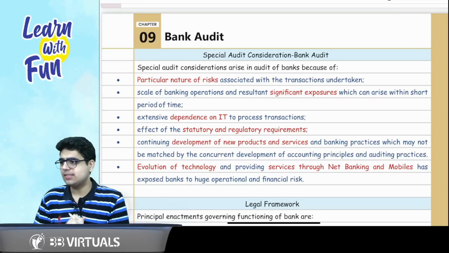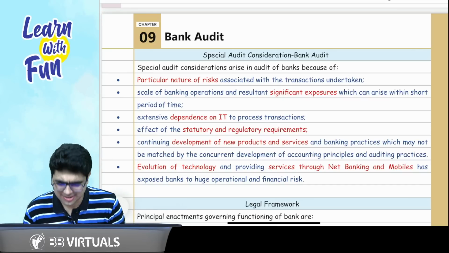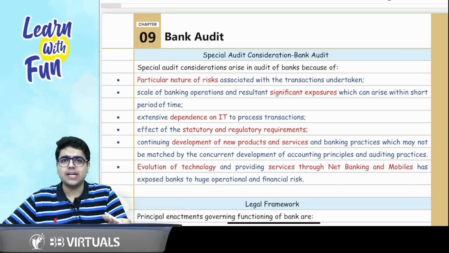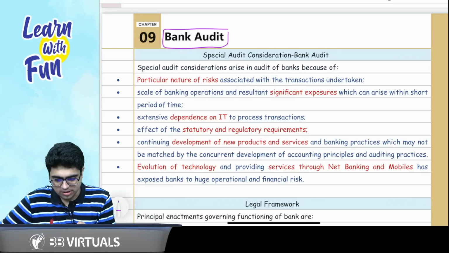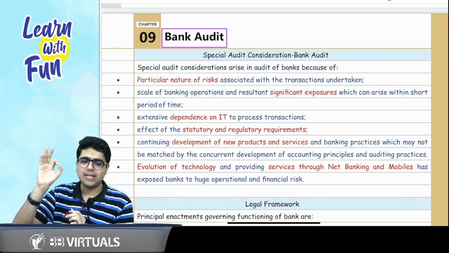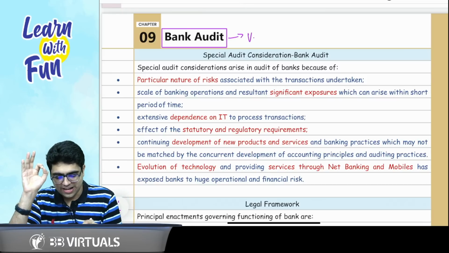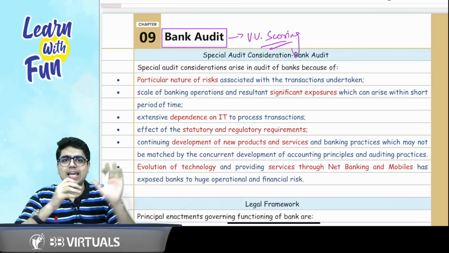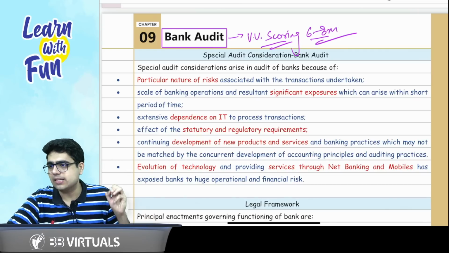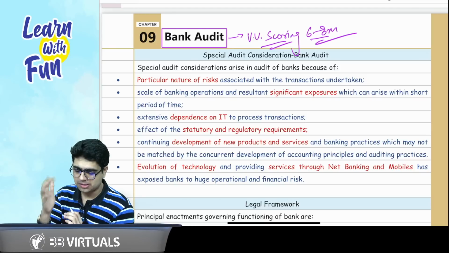And today in this revision session, we are going to begin with an amazing topic called bank audit. So first of all, let me tell you, this topic is very, very scoring from exam point of view. You can expect questions of around 6 to 8 marks in your exam.